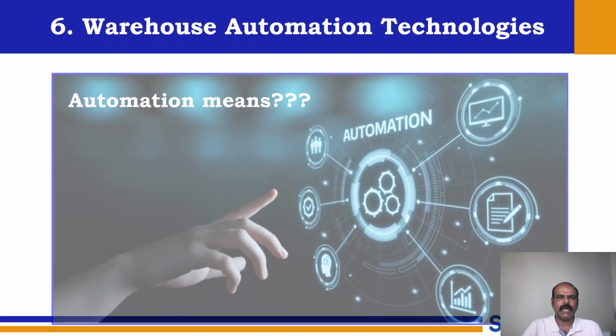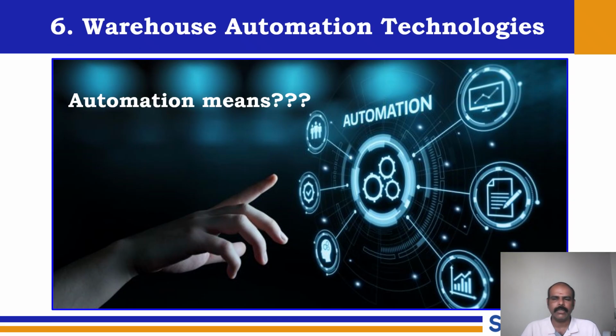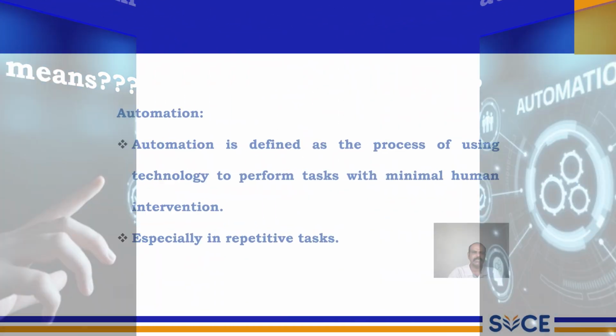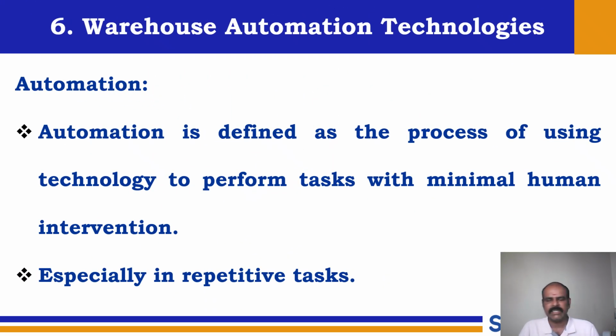The term warehousing automation we already learnt. Now let us quickly summarize all those things. First we'll start with automation. Automation is defined as the process of using technology to perform tasks with minimal human intervention. It is essentially required in the case of repetitive tasks. This is what we learned in the earlier presentation.